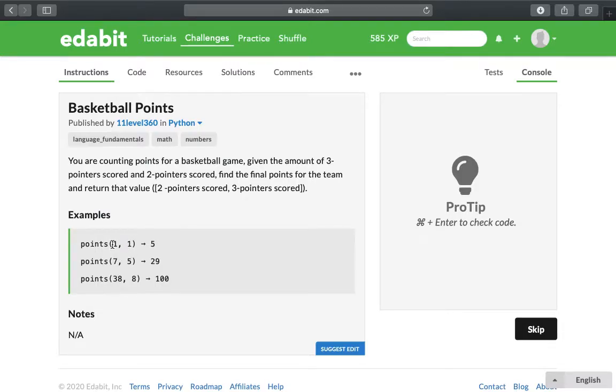So a two-pointer plus a three-pointer is 5 points. Or, 7 times 2 is 14, plus 5 times 3 is 15, 14 plus 15 is 29. So that's how they're finding this. They're going to multiply the first number by 2 and then add that to the second number, which is multiplied by 3.